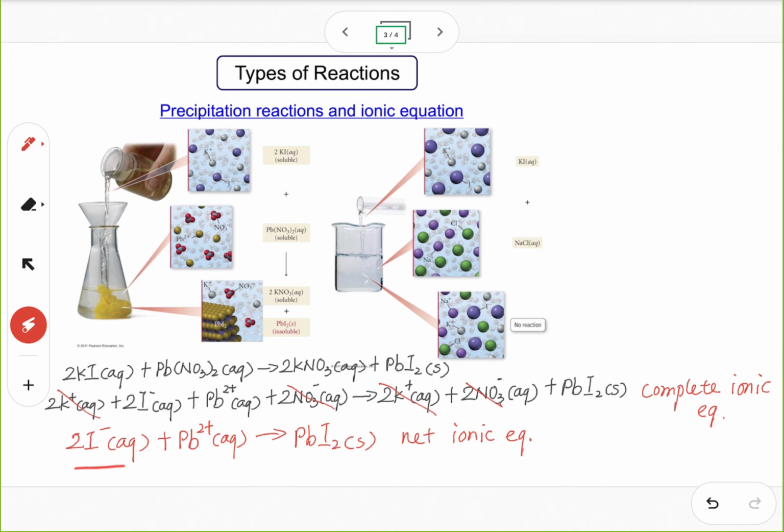All right, for this particular case, for precipitation reaction, only those ions involved in the formation of the precipitation will be written in the net ionic equation. For a complete ionic equation, no matter whether those ions can be canceled or not, you show them all. Okay, you show all of them, and so this is the complete ionic equation and net ionic equation. Okay, now let's take a look at this example.